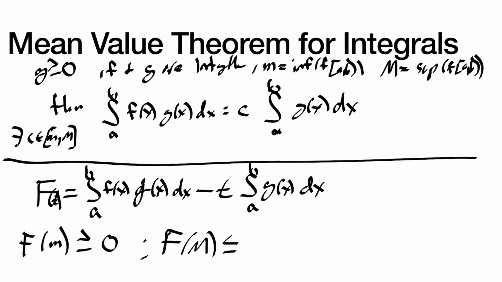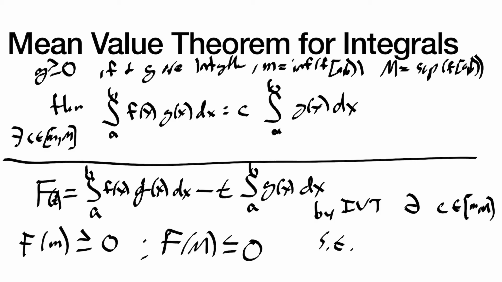Now similarly, f of the sup, or the maximum value, must be less than or equal to 0 by the same comparison theorem. So therefore, we get that f of little m is greater than 0, f of M is greater than 0. So by the intermediate value theorem, there exists a c in the interval m to capital M, such that f of c equals 0. And notice if that c equals 0, that's exactly the c that we're looking for.